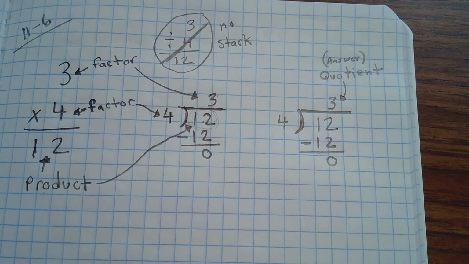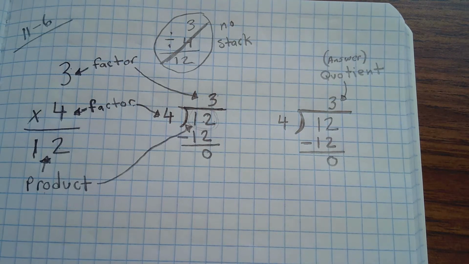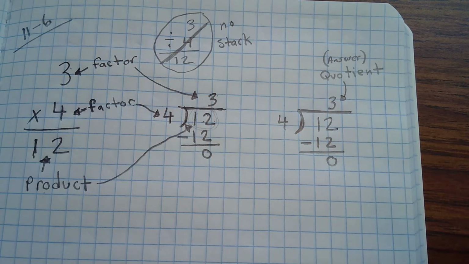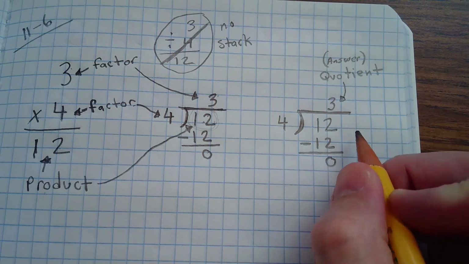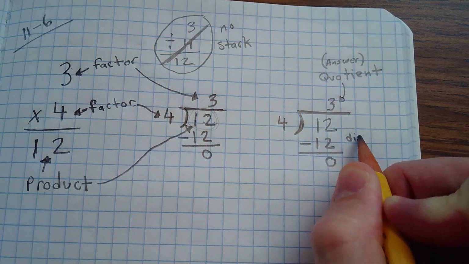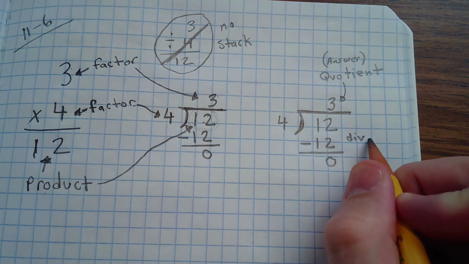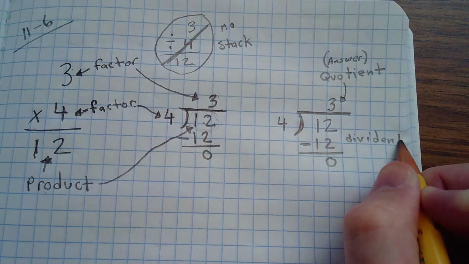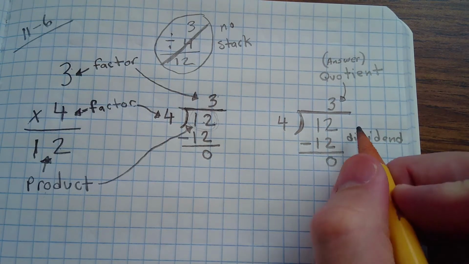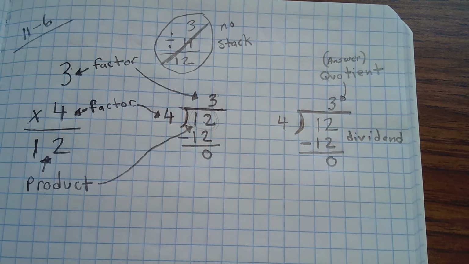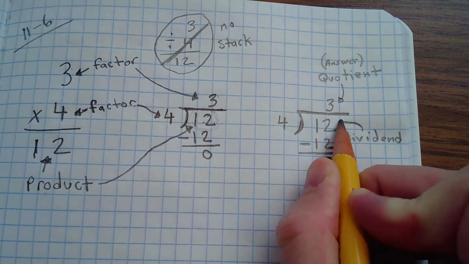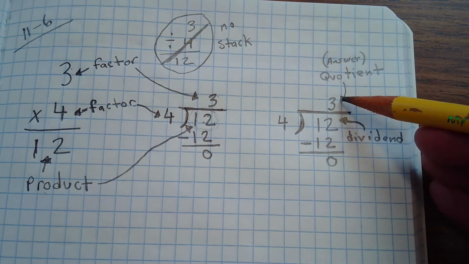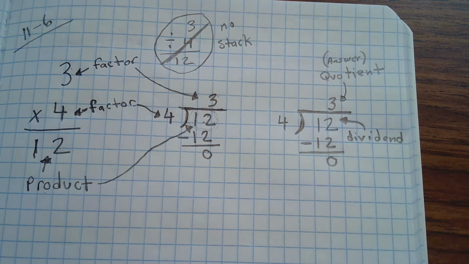Okay, that leaves us with the 4 and the 12. So the 12, this word is called the dividend. It's got the word divide in it, right? So it's called the dividend. D-I-V-I-D, and then E-N-D, the dividend. And that's the 12. Quotient is the answer. Dividend is the big number that you're about to break into small pieces.